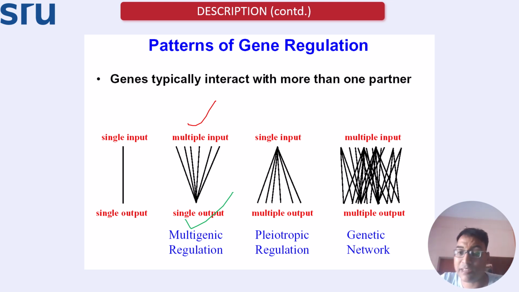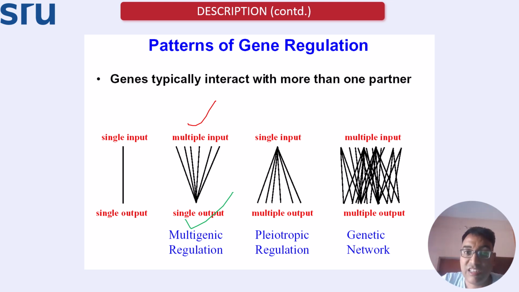But some other times, a single input can cause multiple outputs, sometimes called pleiotropic regulation. All of us might have studied this in genetics, but I'm showing you here so that you can understand the beauty of all the regulation, how it is properly governed, and all these parts come under metabolic network, metabolic control.